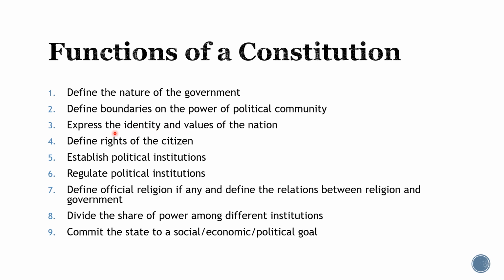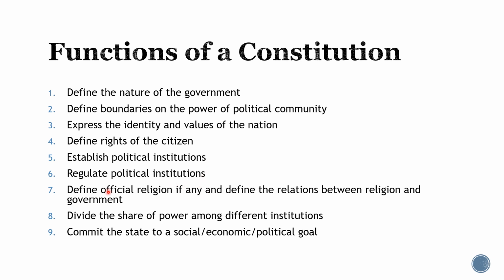Then it also defines the rights of the citizen. So, take the example of our constitution. In the third part of the constitution, it defines the fundamental rights. Then it establishes the political institutions and it regulates the political institutions. What this means is that it provides for different political institutions to be created, like, for example, upper house, lower house, right? And what would be their functions? How do those functions get regulated?